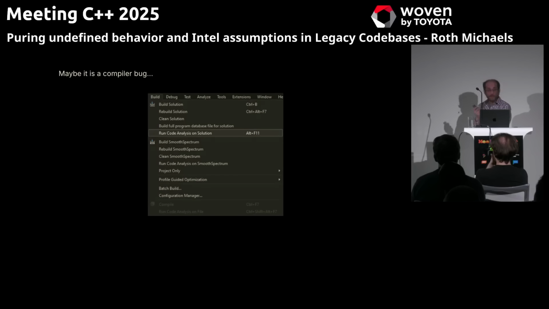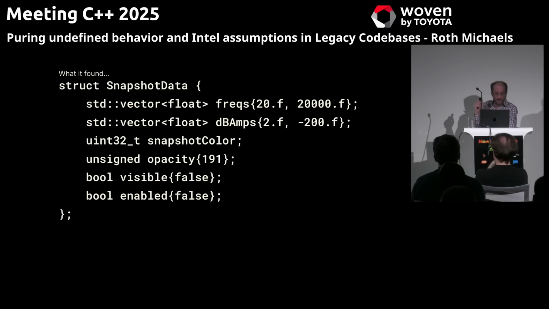So we had a few people swarming on it, and one of the developers used Visual Studio's static code analysis. And when he ran that on the solution, it found this. We had this struct called snapshot data. I'll show you in a second what we use it for, but it's essentially storing a snapshot of some frequency analysis of some audio and some other information about how to display this on the screen.